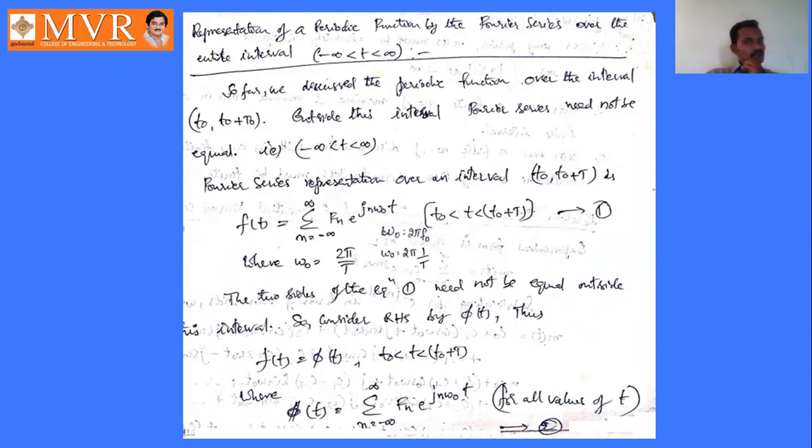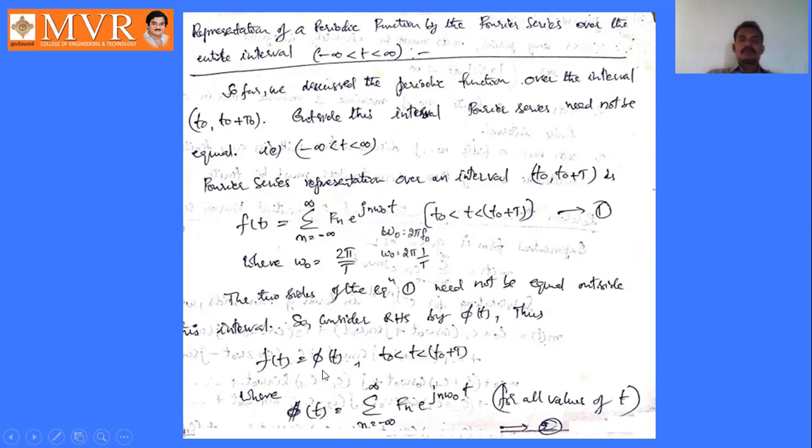So up to some finite interval, as we already discussed, that is from t naught to t naught plus T, the Fourier series may be equal, but beyond that interval it need not be equal. That's why we are considering the RHS of equation number 1, that is f of t, and this one, sigma n equal to minus infinity to infinity Fn into e power j n omega naught t, can be considered as phi of t.